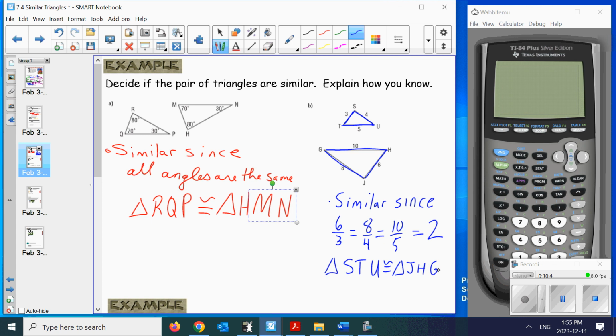Two ways to tell. Once we know that, for the blue, for B, we now know that since the sides are all proportional, we know that the angles are equal. We don't know what the angles are, but we know they are the same. Later on, we'll be using this.